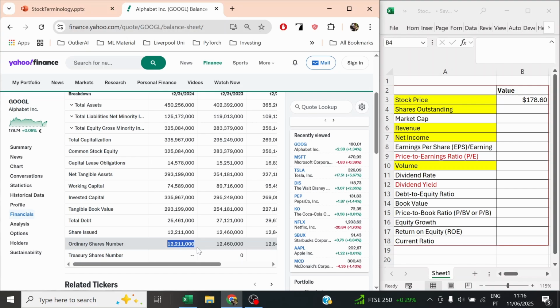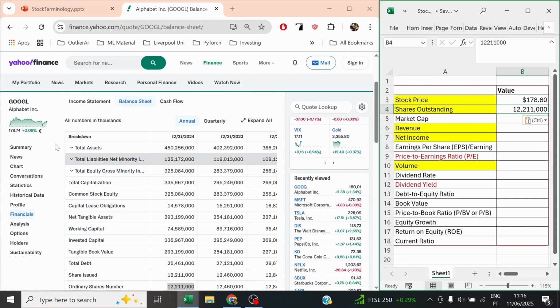I will copy and then paste. One thing that I should highlight though is these numbers are all in thousands. So it is actually not 12 million but 12 billion shares outstanding. So there are 12 billion shares of Google out there.